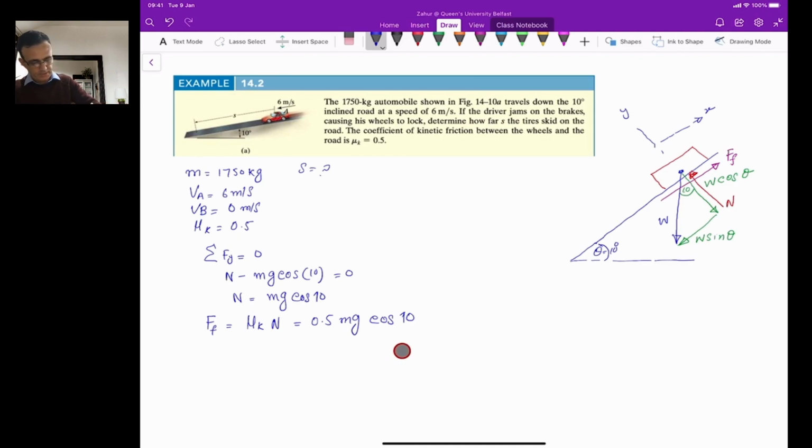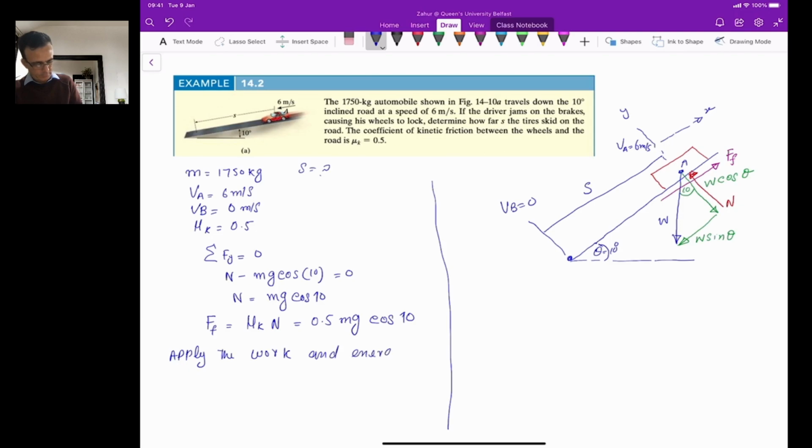Okay, now to solve this problem, we can say that the velocity given here at location A was 6 meters per second, and the velocity at B is 0. And we need to calculate this distance here. So you can apply the work and energy principle between A and B. So this is our location A.